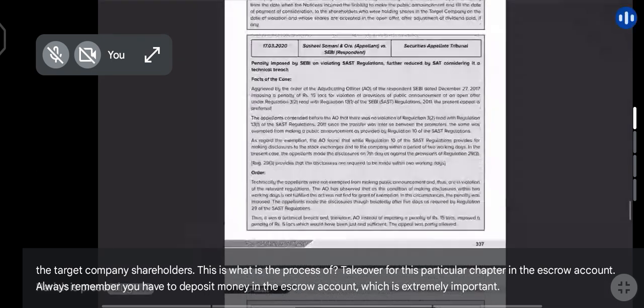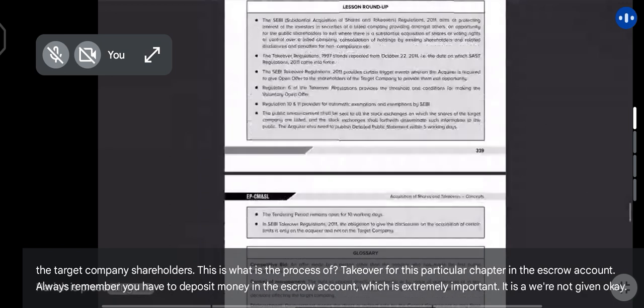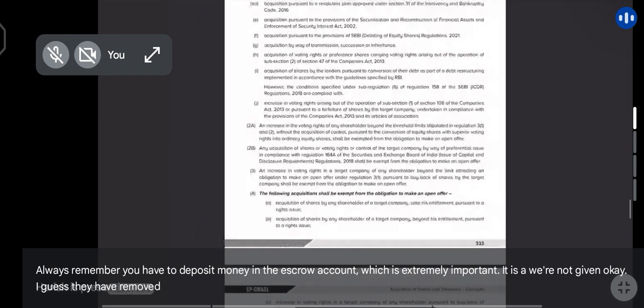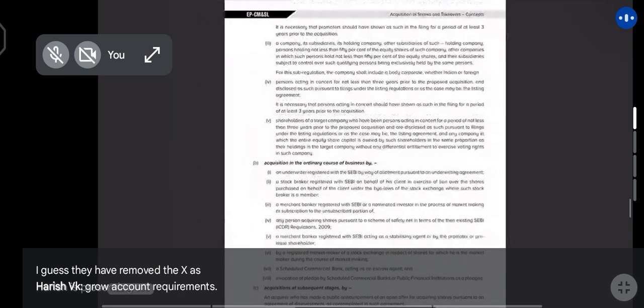Where is it? They have not given? Okay. I guess they have removed the escrow account requirements.